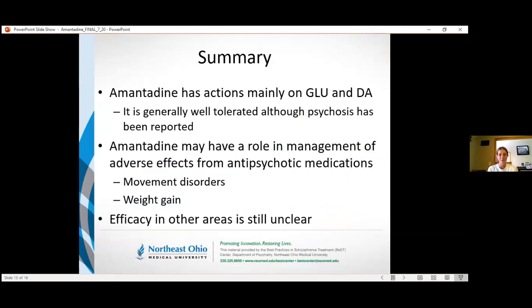So to wrap us up and finish up our blitz, amantadine's actions are primarily glutamate and dopamine, although we've got a little bit of acetylcholine and norepinephrine in there, and it does tend to be generally well tolerated. Some of our best evidence is really with its use in movement disorders and weight gain, but it may potentially play a role in a number of other areas. So we may see amantadine continuing to expand a little bit its reach to assist patients.